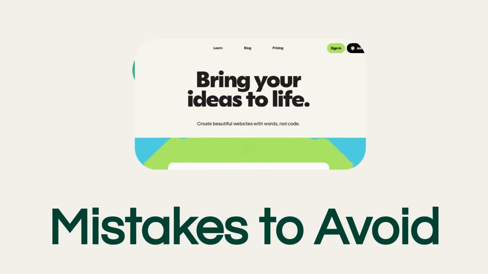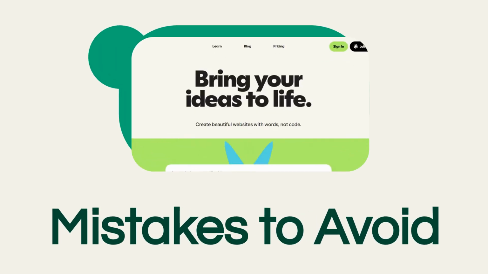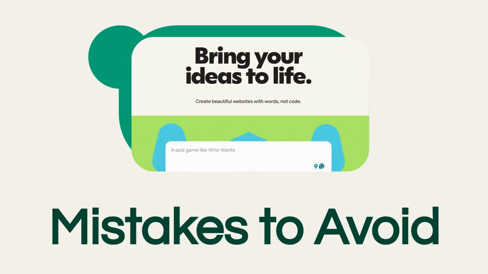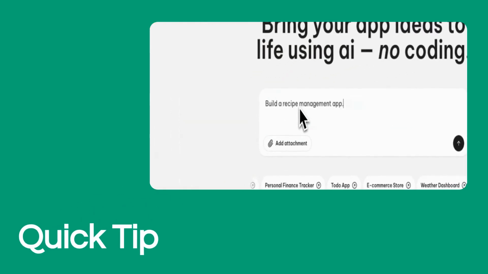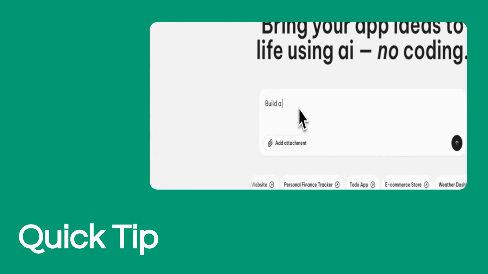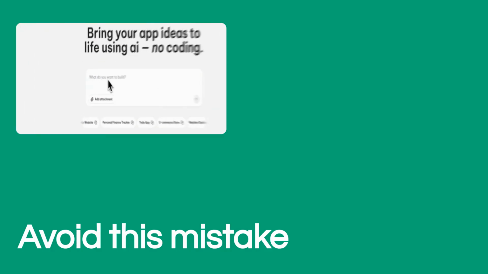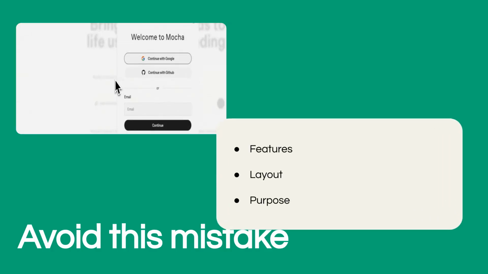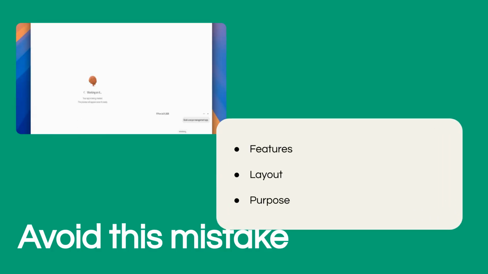Here are some of the mistakes to avoid while using Mocha AI. Quick tip: while using Mocha, don't just type something vague like "build an app." The more specific your prompt, the better your results. So you should always think about the features, layout, and purpose of the app.